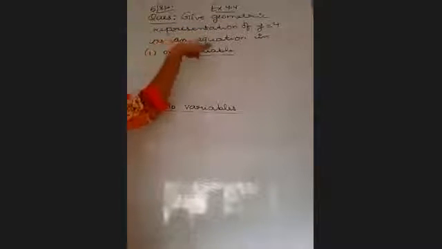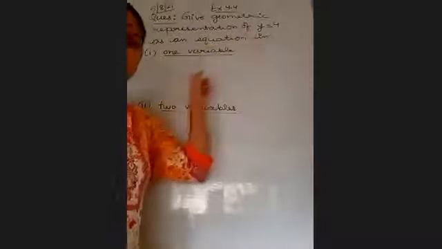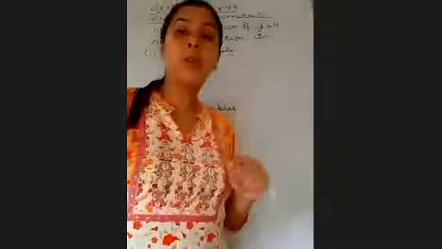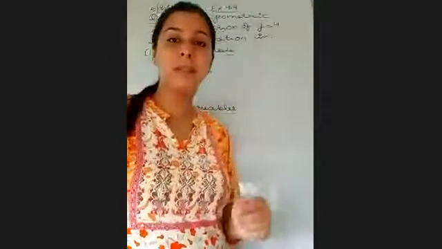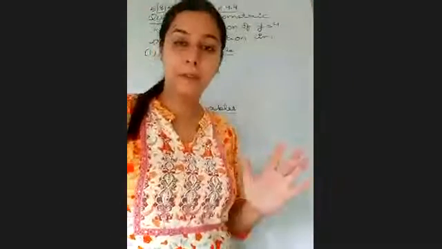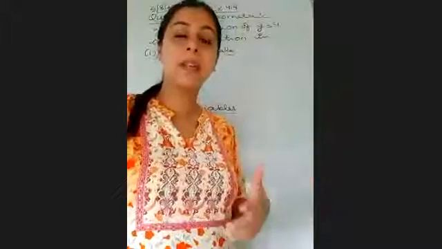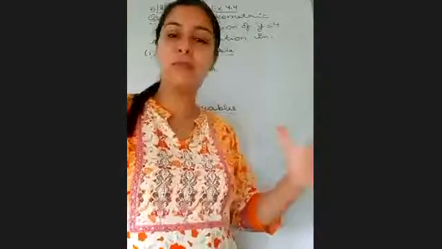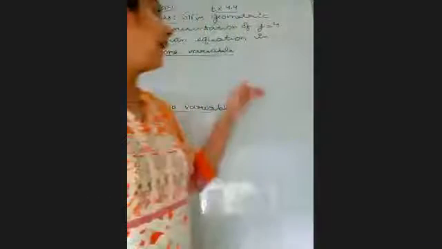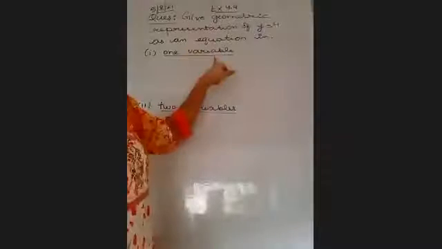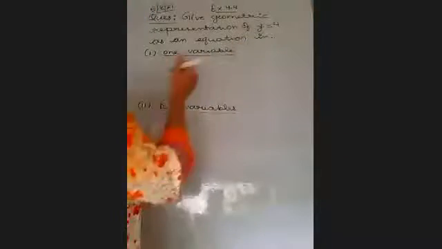See, beta, the question is: give geometric representation of y is equal to 4 as an equation in one variable. When we are talking of geometric representation, it means we have to represent it on a plane. Geometry means figures. We have to draw figures as an equation in one variable. So in one variable, are we straight away given the equation as y is equal to 4?